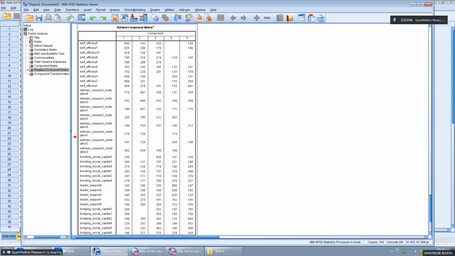So what you need to do is to change the name of the factor, right? Now we combine intrinsic and extrinsic into 1, so the name of the factor can be changed to research motivation, right? Research motivation. Okay, so in the following data analysis, there is only 1 factor, research motivation. Okay, that's it. Next.